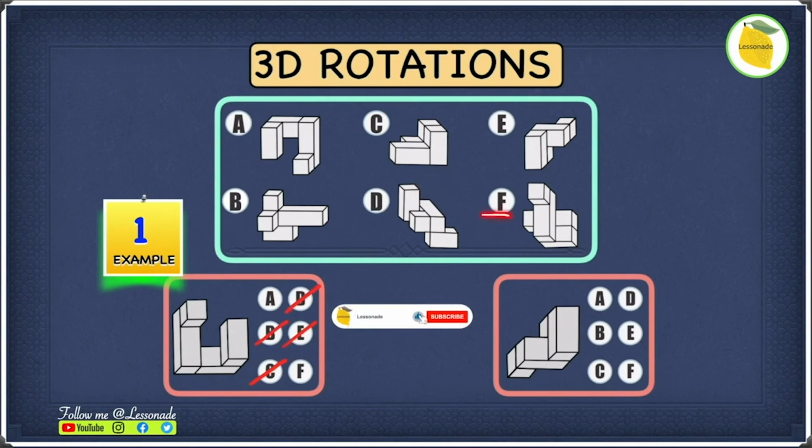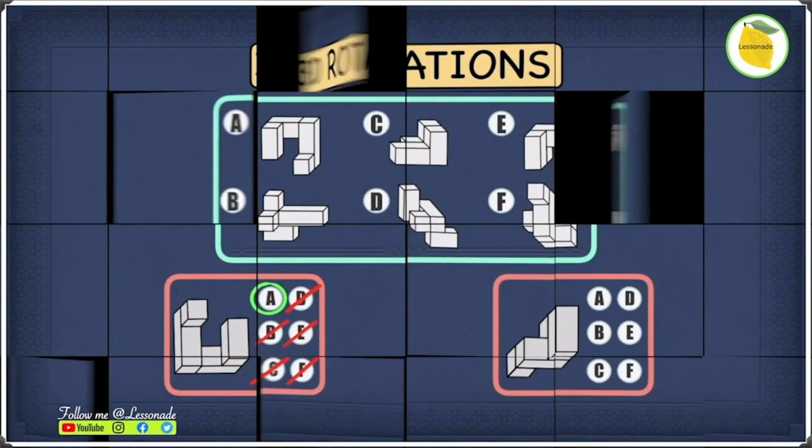So let's move into F. Let's have a look at F. Just like in D, we only have 1 vertical cuboid. Because we only have 1 vertical cuboid and not 2, we're going to cross out F as well. So now we're only left with one option, which is A. So therefore, our answer to this question is A.